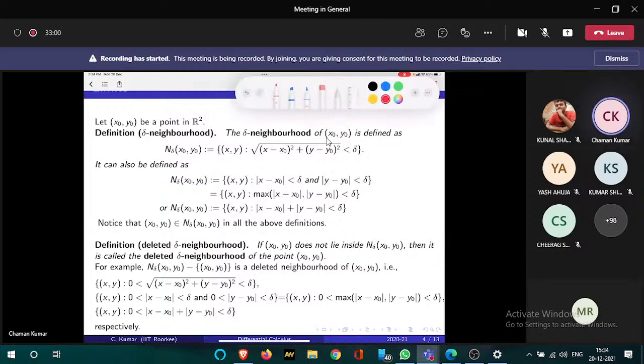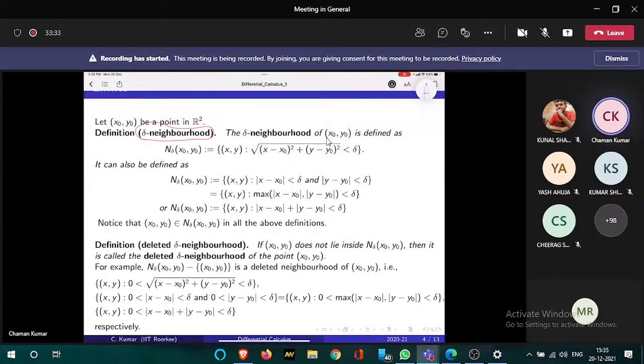So basically these shapes are written on the slide because sometimes when you solve a question, this definition will be easier, sometimes this definition will be easier, sometimes this definition will be easier to solve your question. So whatever is easier, you can use that. Okay, so that is why I have listed all the neighborhoods here. This is known as the delta neighborhood of the point x naught y naught.